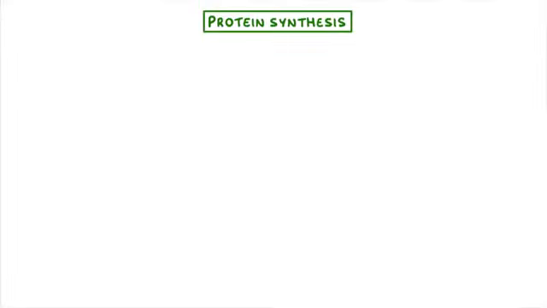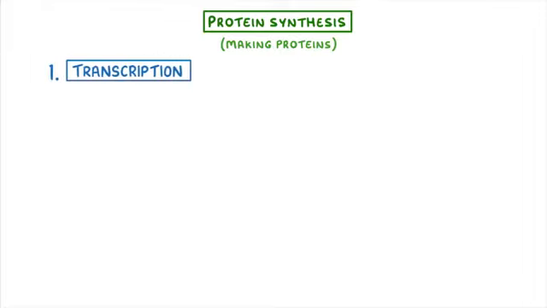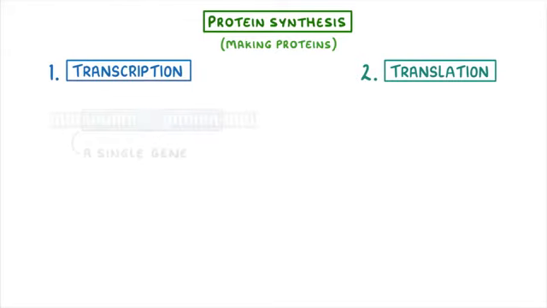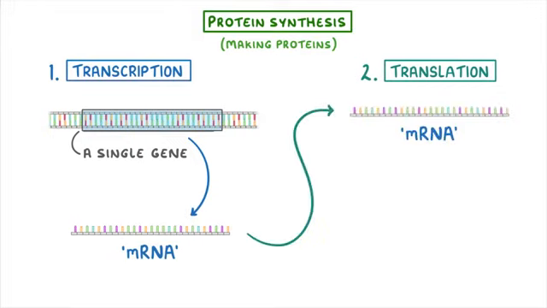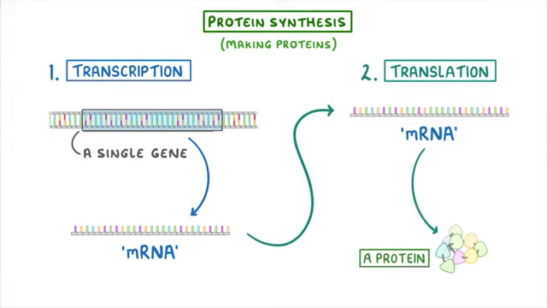In today's video, we're going to take a closer look at protein synthesis, which is the process of making proteins. We can think of this in terms of two steps: transcription and translation. In a nutshell, transcription is the process of taking a single gene of DNA and copying it into a structure called mRNA. Then translation is the process of taking this mRNA strand and using it to produce a protein.